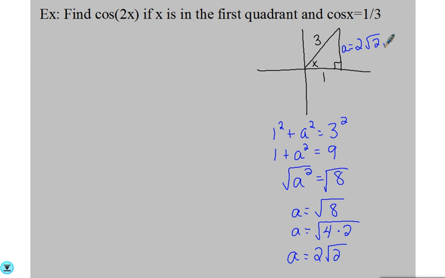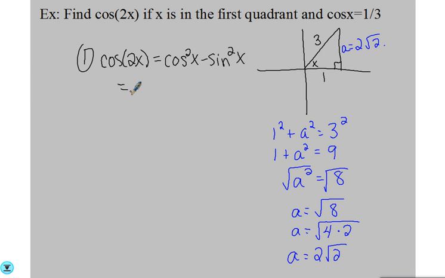And we're going to plug into all 3 variations of cosine of 2 theta just so you can see how they all work and how they all give us the same answer. So we're going to plug into the first one we found first. So cosine of 2x equals cosine squared of x minus sine squared of x.